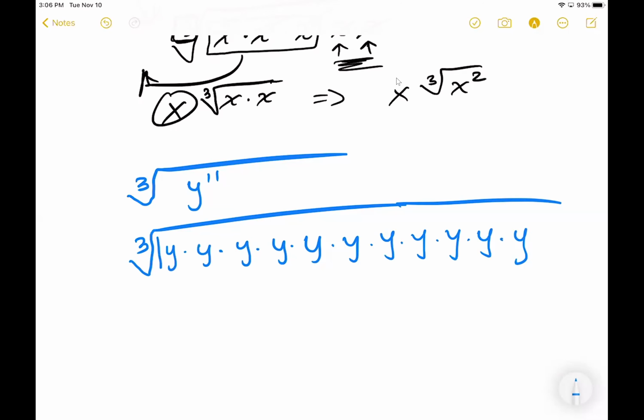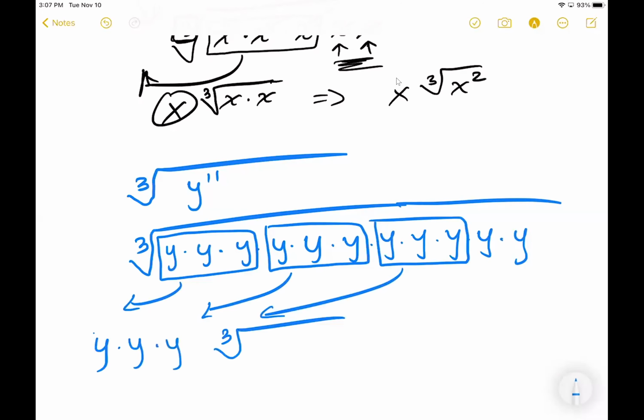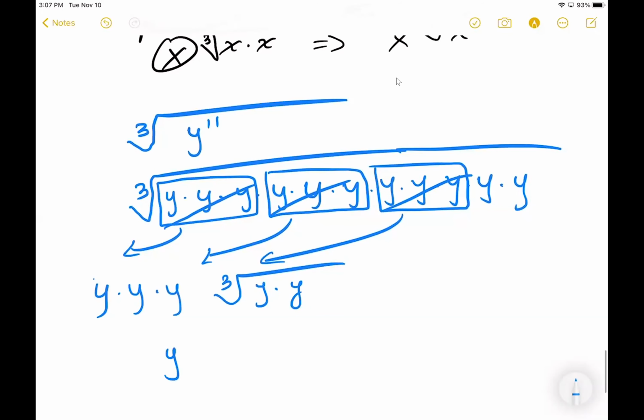And based on this, if I see a group of 3, I bring out 1 of them. I can bring out 1 y, 1 y, 1 y, leaving me with this item here. So 3 of them go out 1, 3 of them go out 1, 3 of them go out 1. If 3 of them go out 1, do you agree that y times y times y is y to the 3rd power? And the cube root of y squared, which is, I have 2 items left. Right?